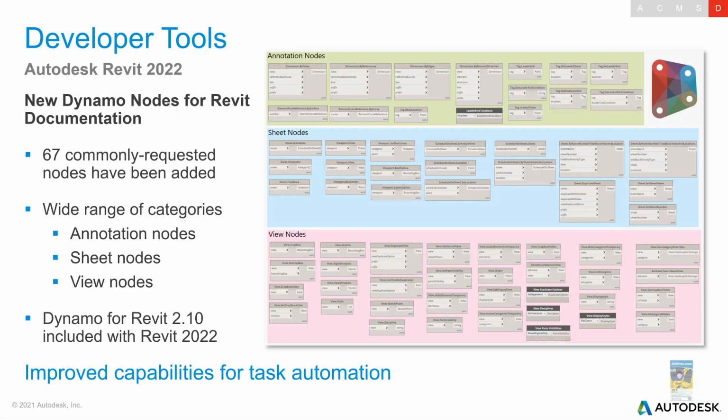Lastly, under the developer tools, we have Dynamo nodes for Revit documentation. They've added 67 more requests for nodes. A wide range of categories have been introduced as well: annotation nodes, sheet nodes, view nodes, and so on. Dynamo for Revit 2.10 is included in Revit 2022.